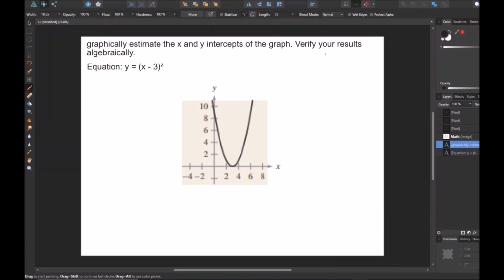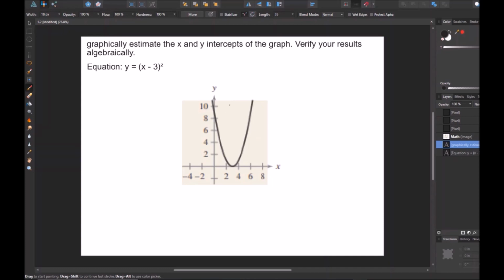Okay, so in this next question, we're asked to graphically estimate the x and y intercepts of the graph, and then verify our results algebraically, meaning take our results that we estimated graphically and plug them into the equation to see if it works. If you don't know what an x or a y-intercept is, the x-intercept is the point where the point is directly on the x-axis, meaning the y value is going to be 0. It's a similar thing with the y-intercept. The y-intercept is the point where it lies directly on the y-axis, which is where the x value would be 0.